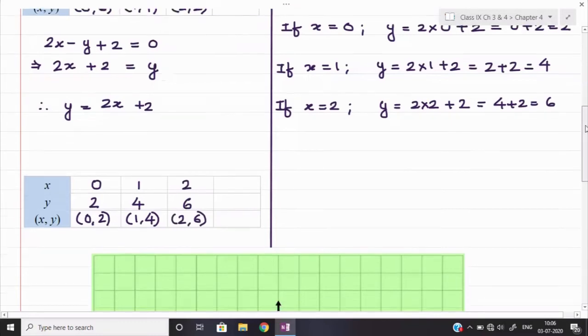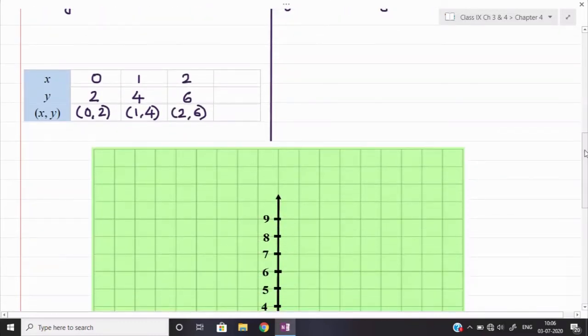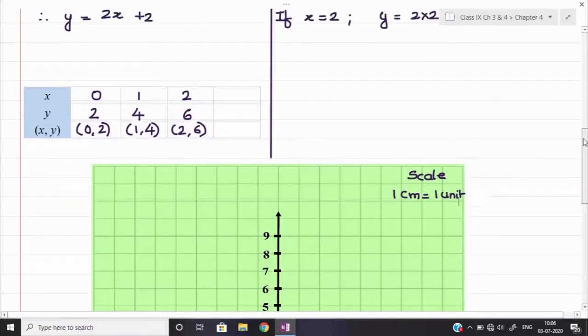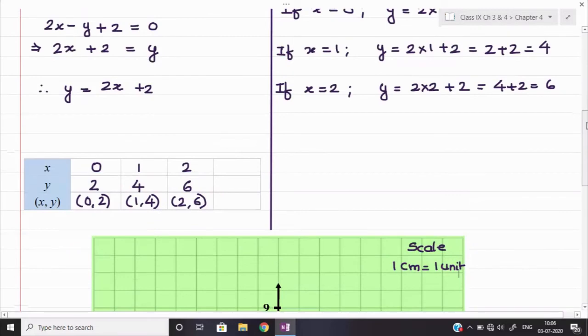Now let us plot them. So here first I will take the scale. The scale will be 1 centimeter is equal to 1 unit. The same I am taking as I have taken in the previous question. Now first of all, let us see equation number 1. Here this equation we can mark as line number 2. So this is my L2.